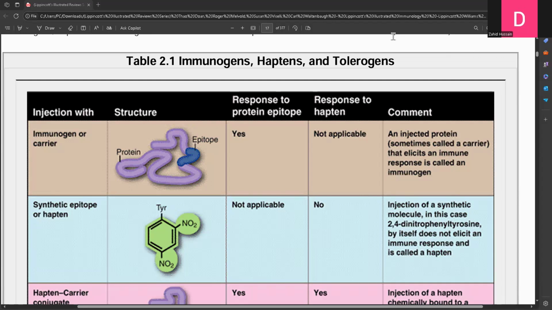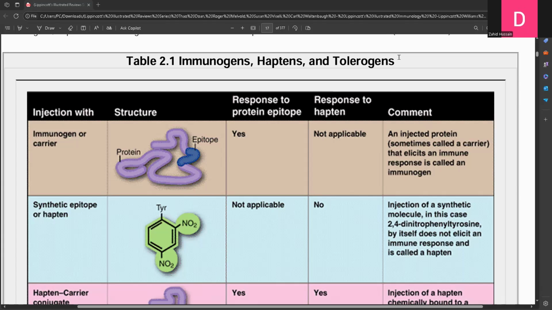And haptens are those substances which are very small in size and mostly non-protein in nature, and the immune system will not respond to them and will not produce immunity. They are termed antigens, because antigens are those substances which have the power to recognize the product of the immune response. So haptens are those substances which are antigenic in nature but are not immunogenic.